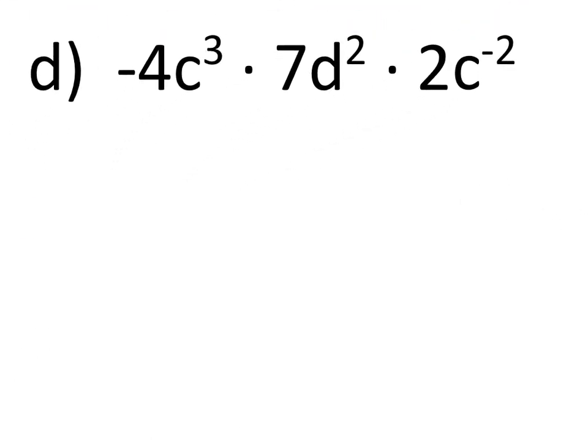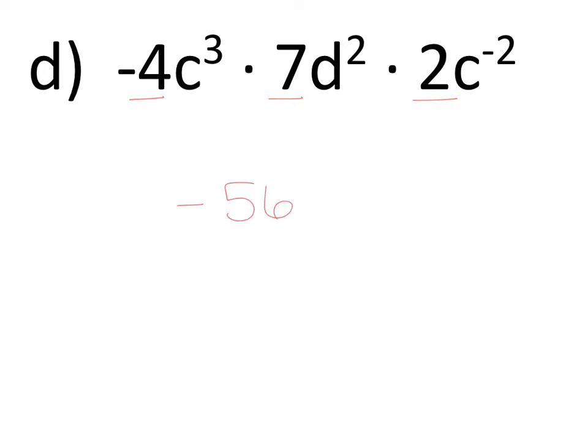Okay, so again, combine like terms. We're going to multiply those front numbers. So negative 4 times 7 times 2. All right, and so we're going to get negative 56.